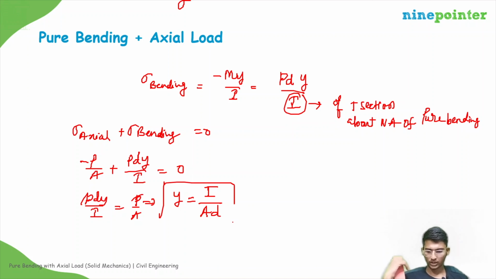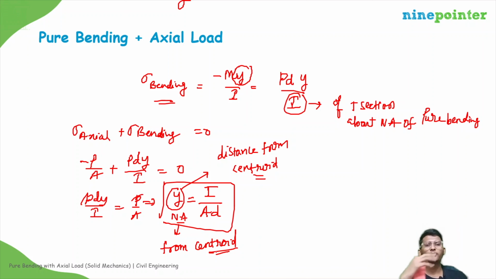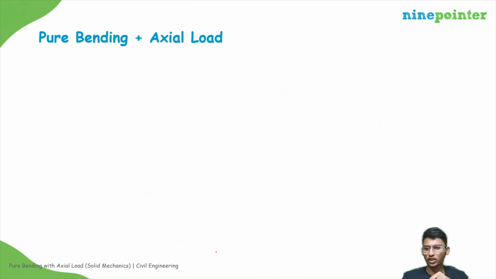Okay. So this Y is the distance from the centroid. While writing sigma bending, this Y is the distance from the neutral axis of the pure bending. So that is the Y of the neutral axis from the centroid. So the pure bending plus axial load case can be obtained from eccentric axial loading, right? This is an eccentric axial load, that is at a distance d from the centroid. So I hope you understood this concept.